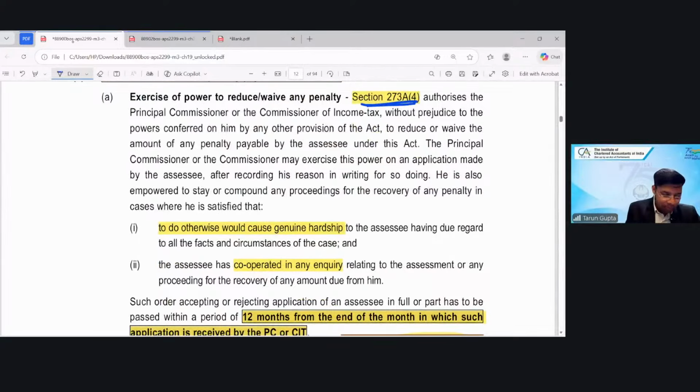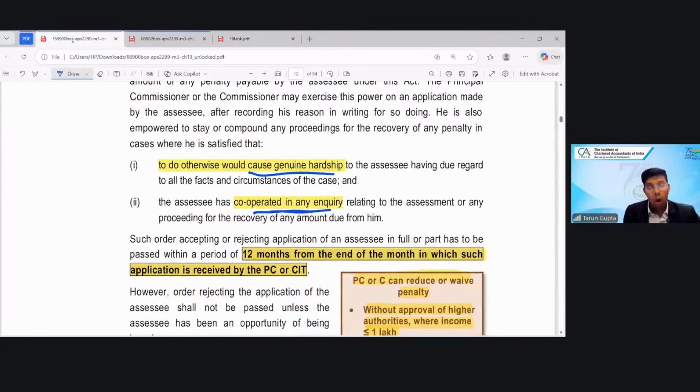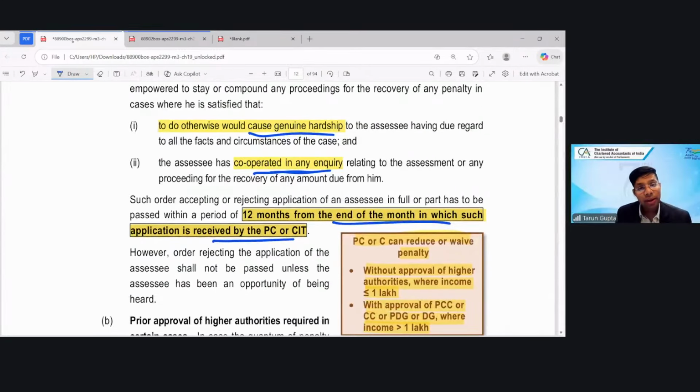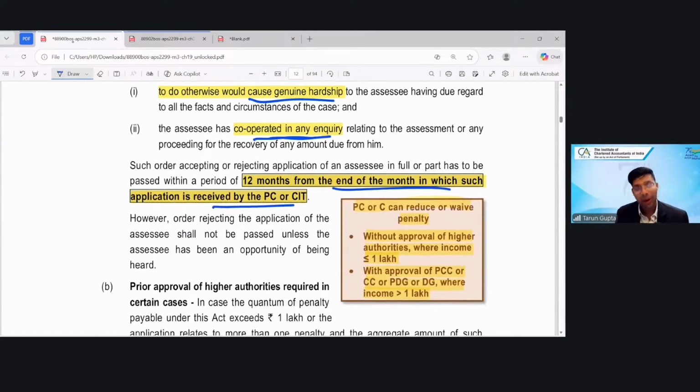And they do it to avoid the genuine hardship which may be caused to the assessee, if the assessee has cooperated in any inquiries. The order in case of 273A4 has to be passed within 12 months from the end of the month in which the application is received by the commissioner or principal commissioner. But here they need the approval of their bosses if the amount of penalty exceeds 1 lakh.